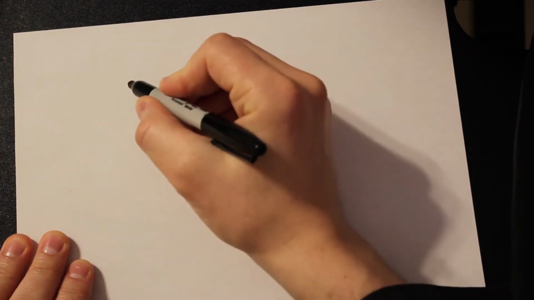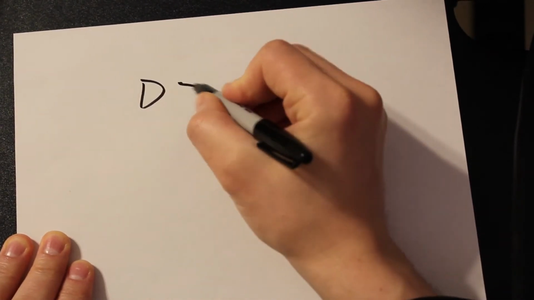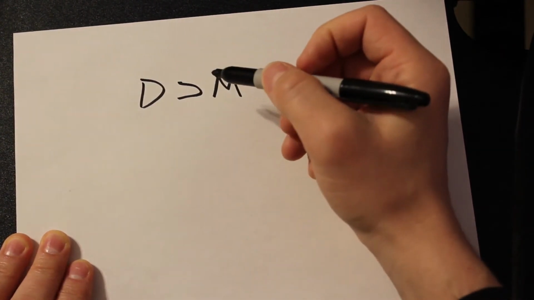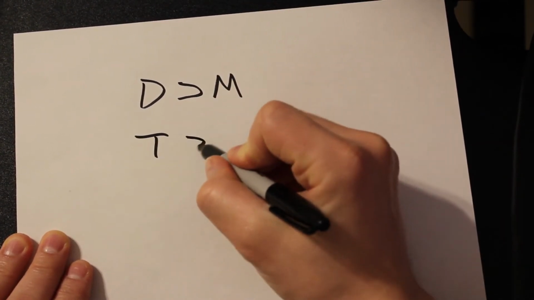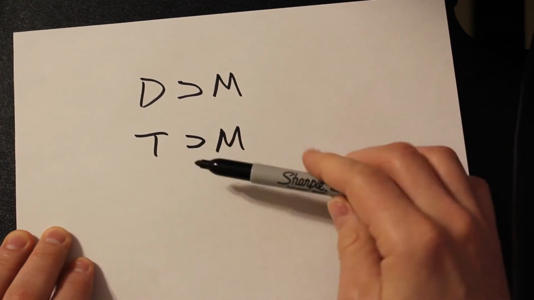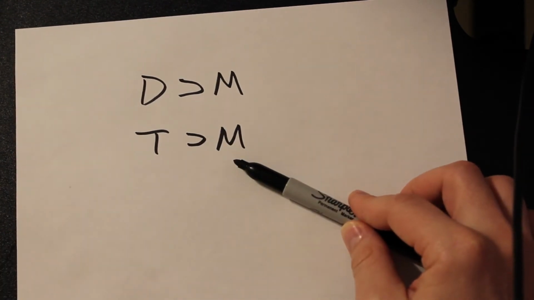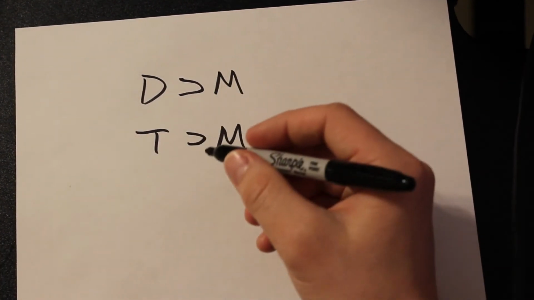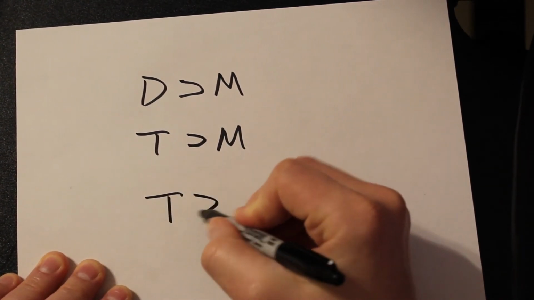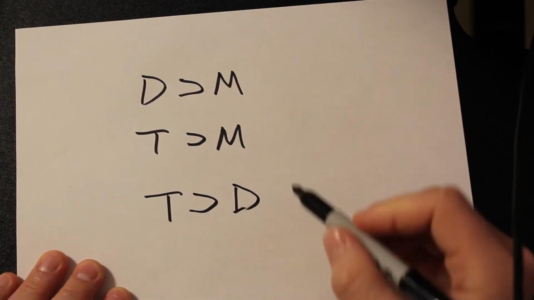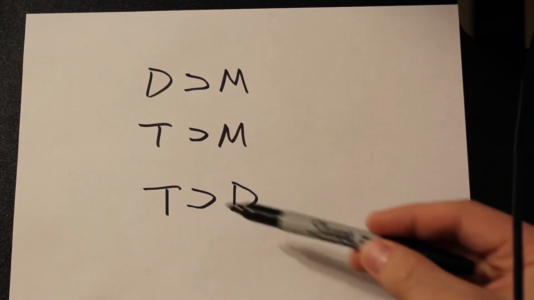All right, so let's look at some examples of arguments. So let's consider that all dogs are mammals. So if it is a dog, then it is a mammal. All terriers are mammals. So if it is a terrier, then it is a mammal. And the conclusion being all terriers are dogs. So if it's a terrier, then it's a dog. So can we validly conclude that?